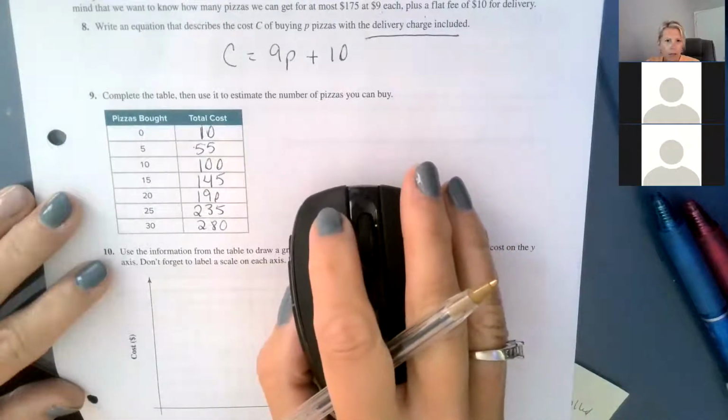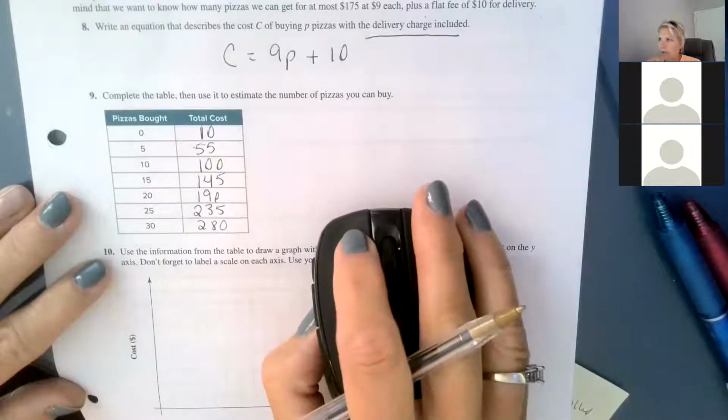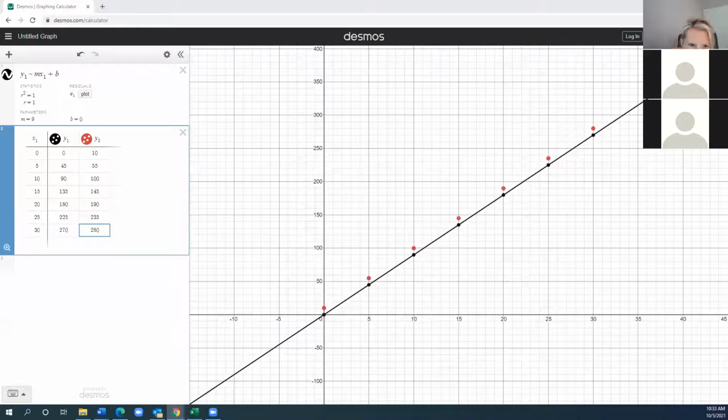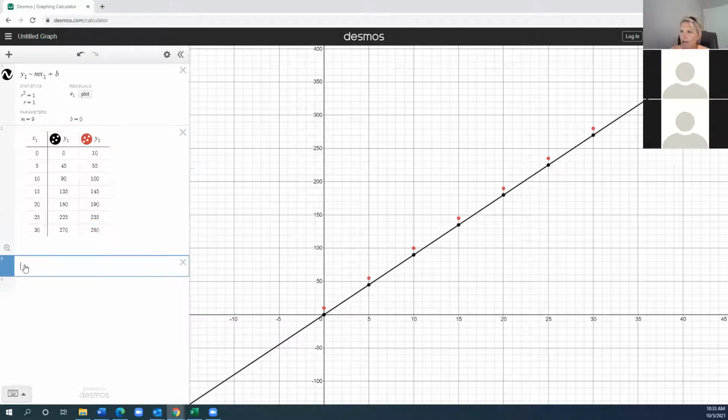And then I'm going to go to my Desmos so everybody can see. You can see here my black is my black line and my red are the red dots. And it looks like everything was just, how does that compare, my red to my black? It's just up 10. Okay, so it looks like it was just shifted up 10, right? The $10 delivery fee.